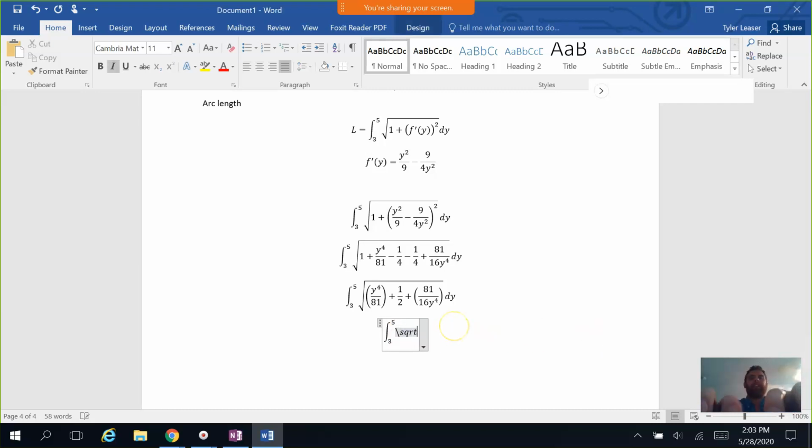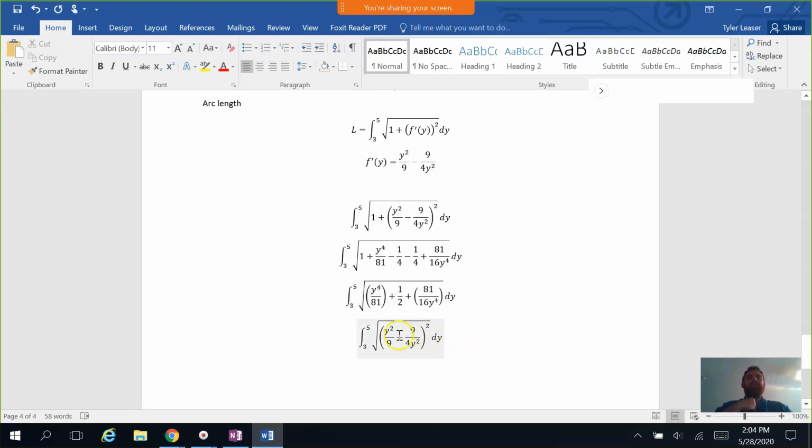All right, the trick to this is to notice that these three terms together are pretty much exactly the same as what we had before. It's just instead of a negative in the middle, it's a positive. So these are going to factor, instead of y squared over 9 minus 9 over 4y squared, it's going to factor into y squared over 9 plus 9 over 4y squared, all squared.